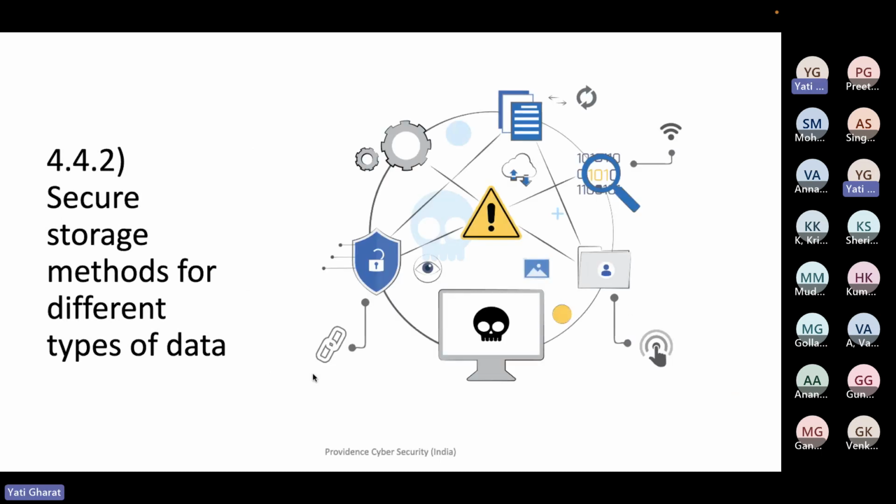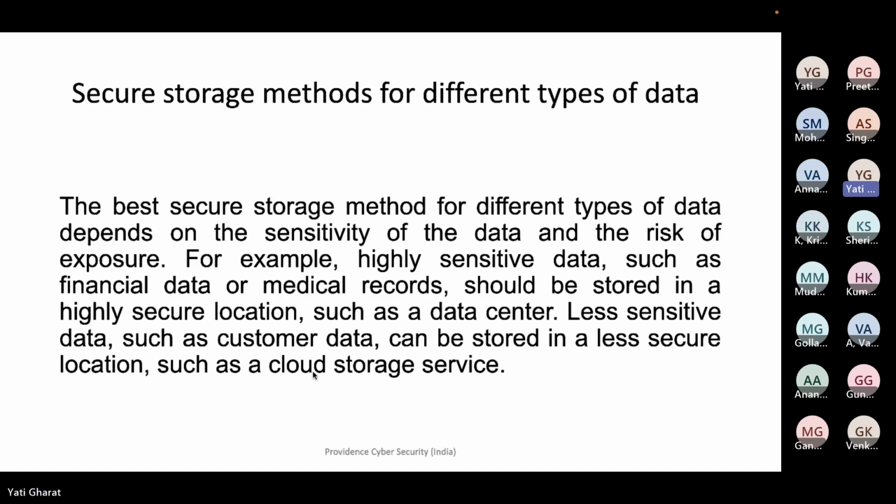Secure storage methods for different types of data. Okay, so storage is important, guys, and basically all your data is kept on the storage. So the best secure storage method for different types of data depends on the sensitivity of the data and the risk of exposure. For example, highly sensitive data such as financial data or medical records should be stored in a highly secure location, such as a data center. A data center is a physical environment, that is what they are considering. Less sensitive data such as customer data can be stored in a less secure location, such as a cloud storage service.